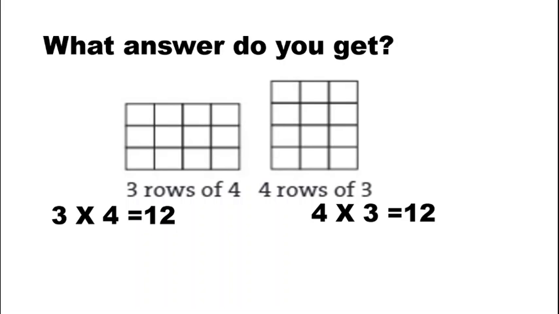What do you think is the reason why they have the same answer? Correct. They have the same answer because even though they have different numbers of rows and columns, they have the same digits. So when we change the position of our digits, the answer is still the same.